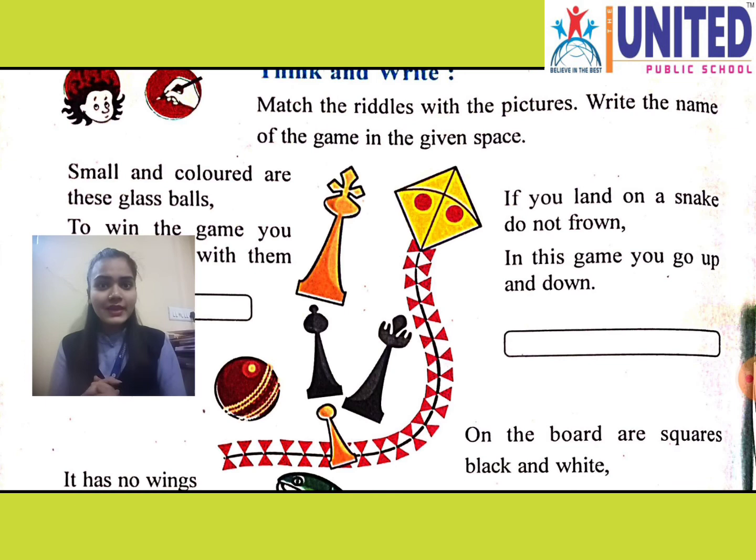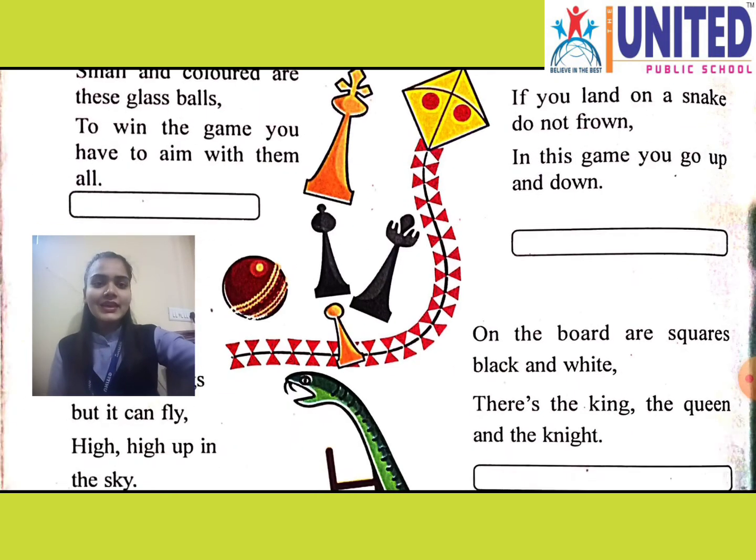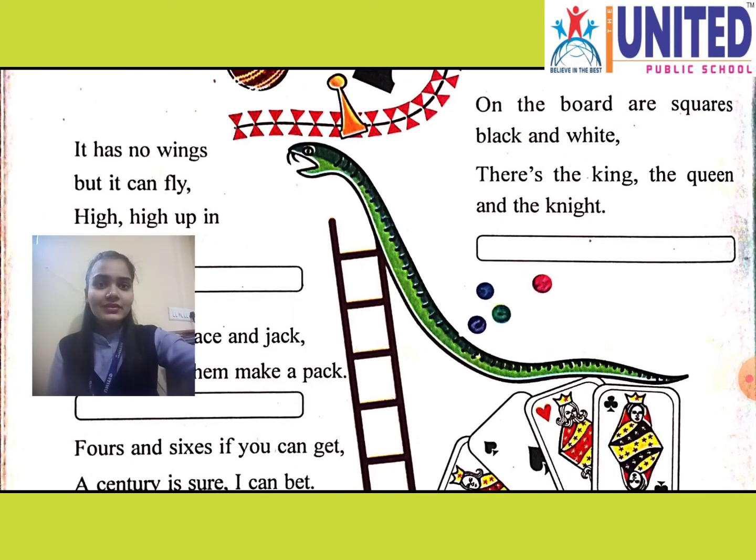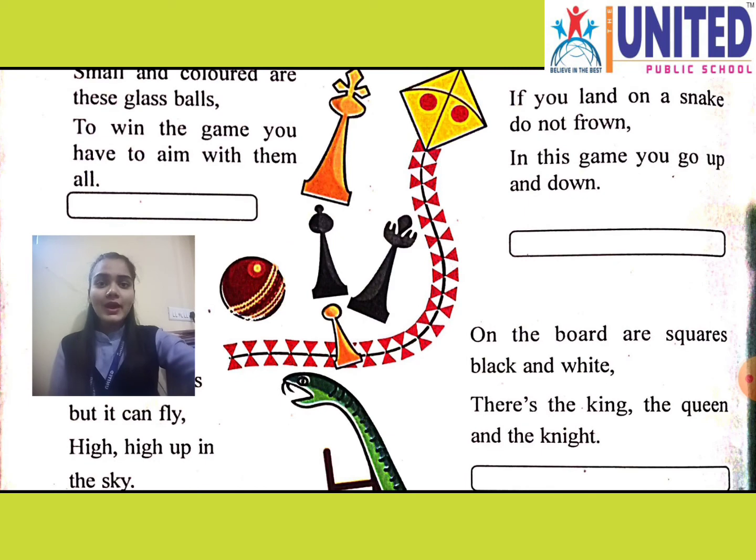बच नहीं पाओगे snake पे जाओगे तो. In this game, you can go up and down. Yes. So we know very well which game is that. So this is snake ladder है ना. Yes, here also picture of snake is given, right? Snake ladder. Okay, so here we will write snake ladder.